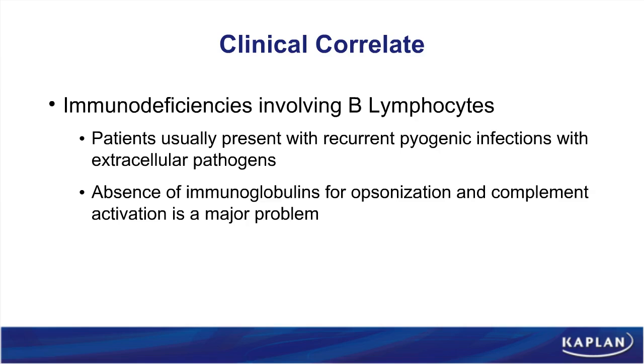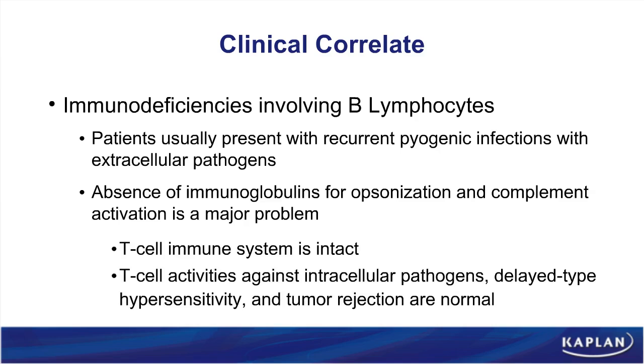However, in these humoral deficiencies, it's important to remember that T cells are intact and therefore their functions are intact. So their activity against intracellular pathogens, the delayed-type hypersensitivity response, which essentially is a Th1 response, and your tumor rejection are all normal. It is simply in a true B cell deficiency that just the humoral functions are going to be lacking.